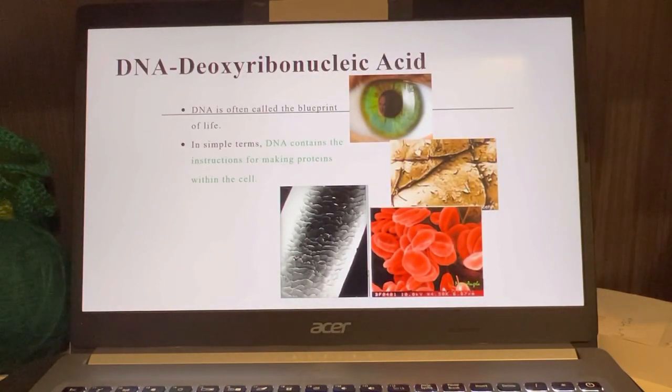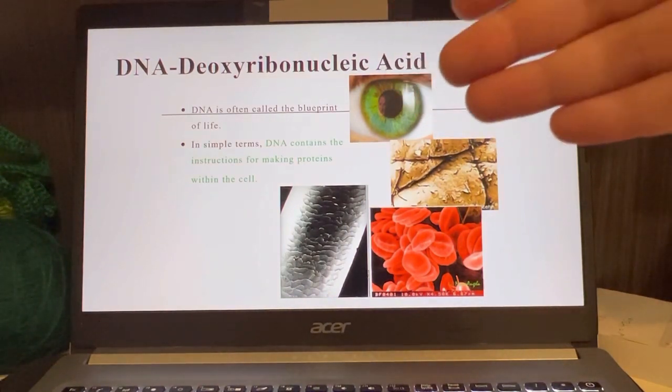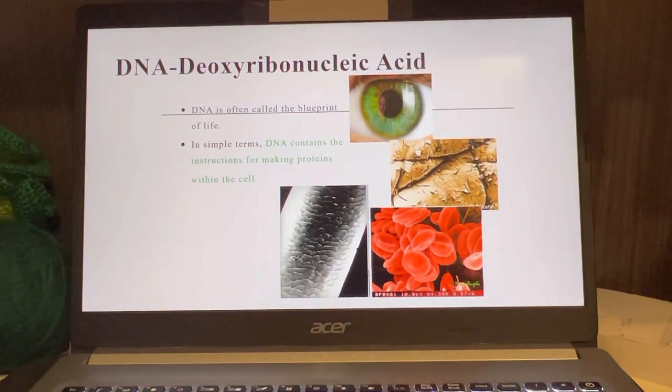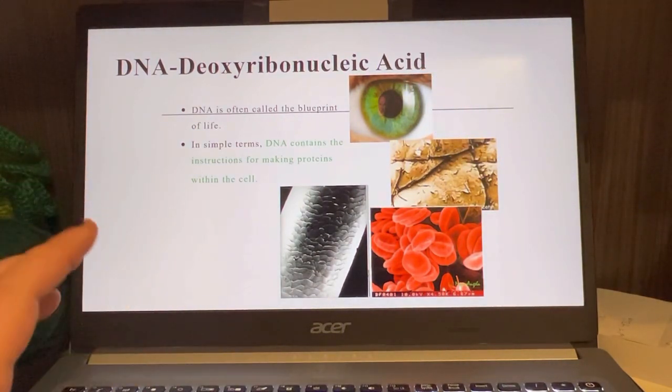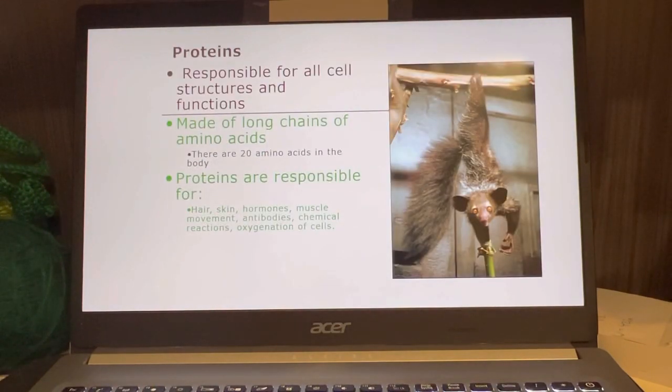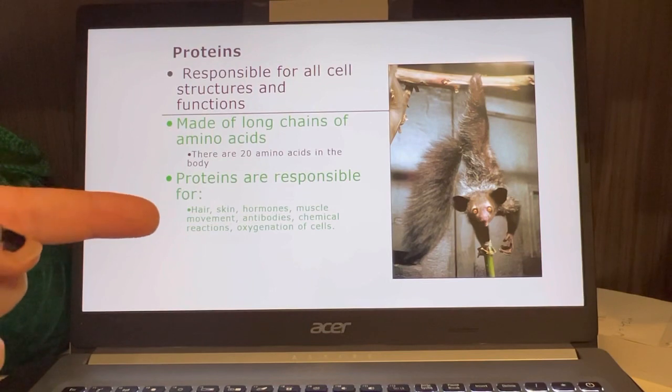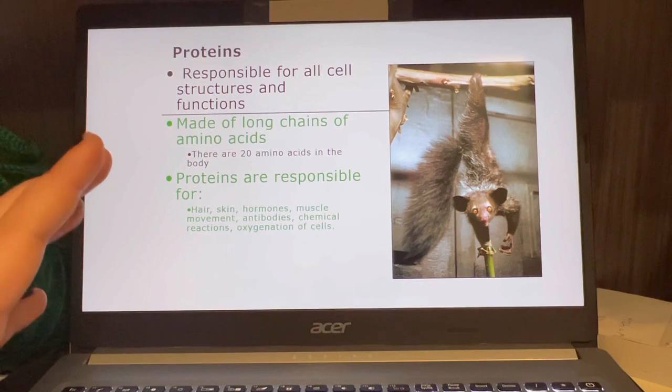Alright, so DNA, deoxyribonucleic acid, is often called the blueprint of life. In simple terms, DNA contains the instructions for making proteins within a cell. Proteins are responsible for all cell structures and functions. They're made of long chains of amino acids. There are only 20 different types of amino acids in the human body. And proteins are responsible for literally everything: hair, skin, hormones, muscle movement, antibodies, chemical reactions, oxygenation of cells. All of that comes from proteins.